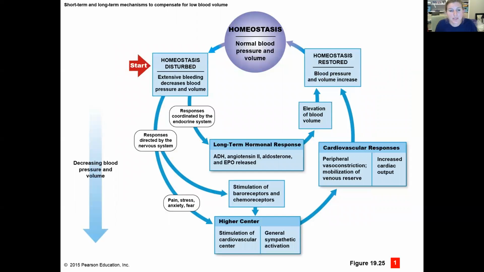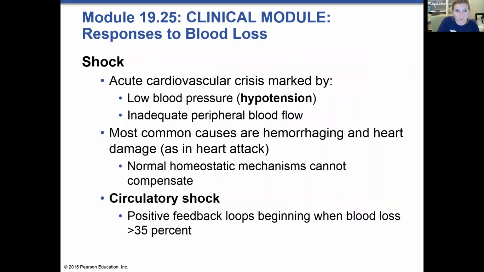Here's the homeostasis mechanism. You have extensive bleeding occurring. You have a long-term hormonal control through ADH, angiotensin, aldosterone, EPO. You have your baroreceptors and chemoreceptors that are stimulating the sympathetic nervous system and the cardiovascular center, all in the name of increasing blood volume and blood pressure.